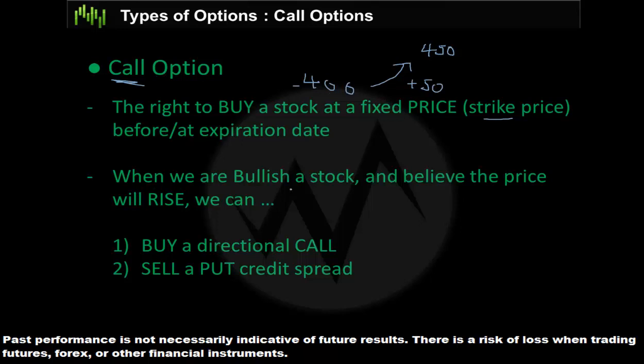Okay, that's how you can conceptualize a call option. Now, when we are bullish on a stock and we believe the price will rise, we can buy a directional call like I showed you here, or we can sell a put spread. You can say, Dave, what did you do there? Just tuck this in the back of your mind, because these are two bullish strategies: buy a directional call or sell a put credit spread. Okay, important thing is it's a credit spread. Okay, and I will show you how we implement that. So basically that is what a call option is and how we can trade it.